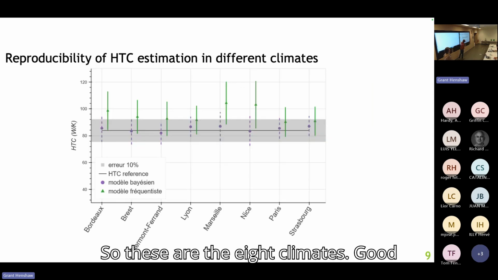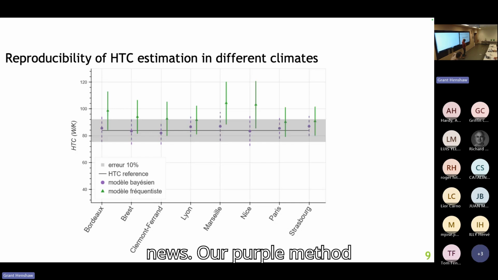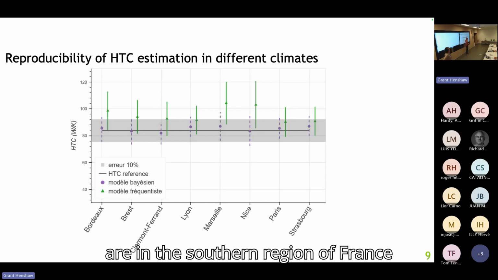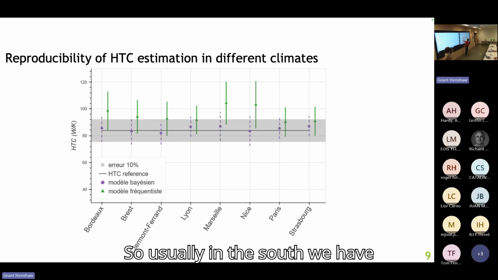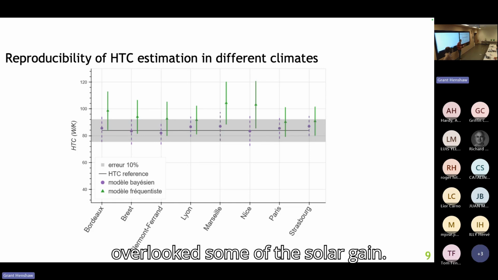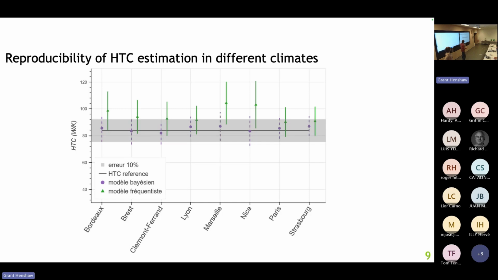So these are the 8 climates. Good news, our purple method, Bayesian, is quite stable, is not influenced too much by the fact that we are in the southern region of France where it's warm, or the northern one. So usually in the south, we have high HTC value estimated because we overlook some of the solar gain. In our case, we make sure that we try to remove this variability.